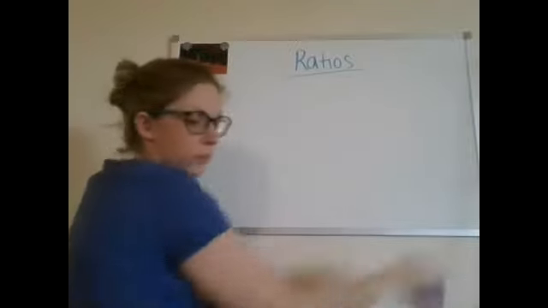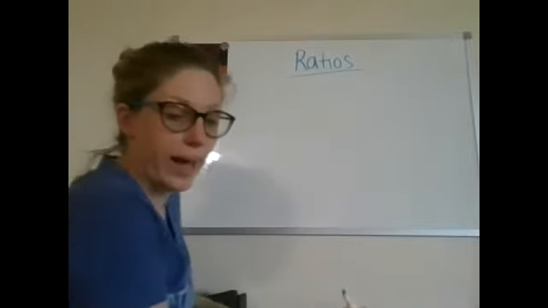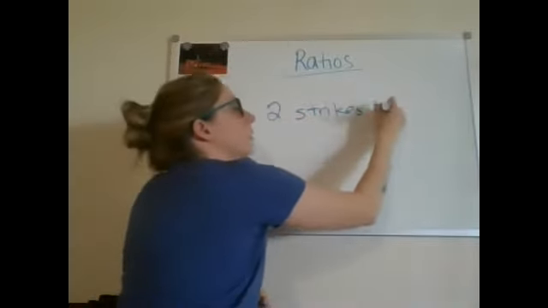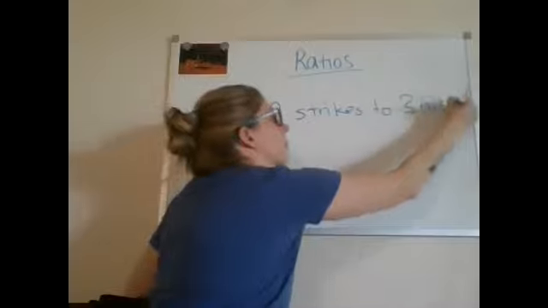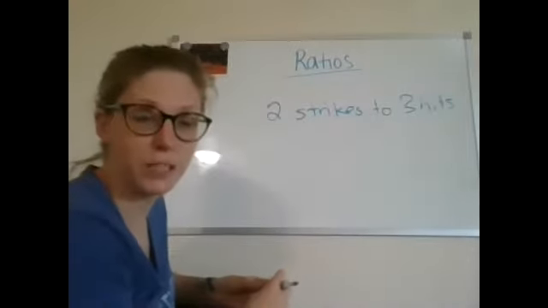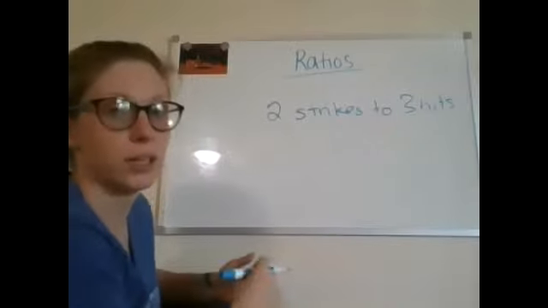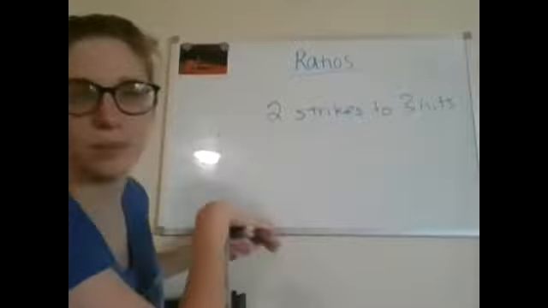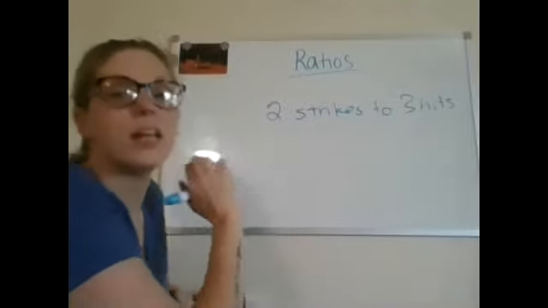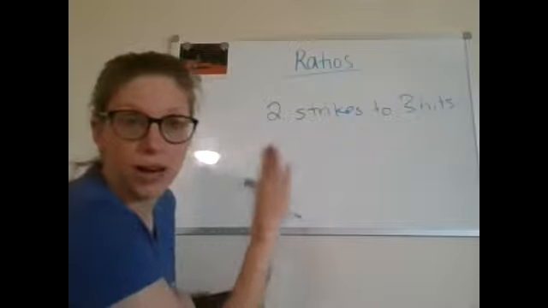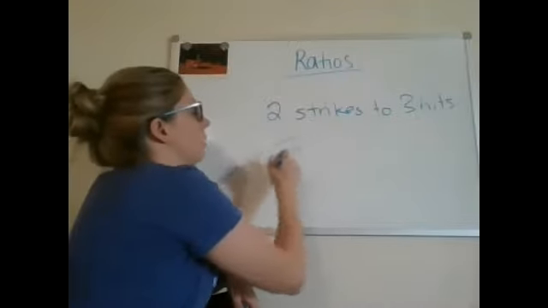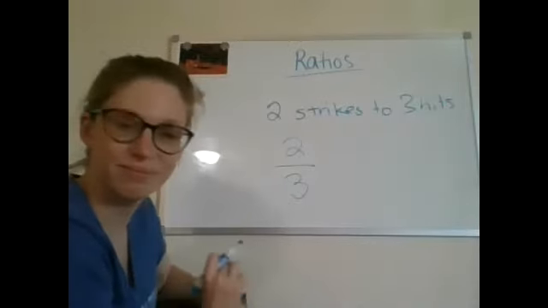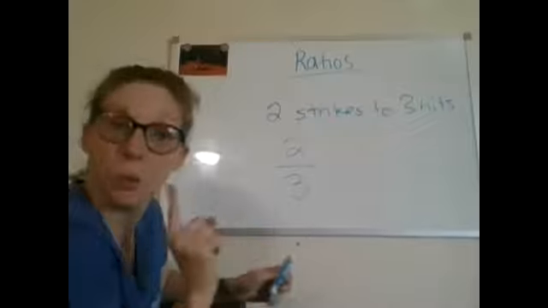Okay, almost done. The next one I have is 2 strikes to 3 hits. So this would be like if you're watching a baseball game and the player you're watching, he gets 2 strikes, but then he also somehow gets 3 hits, okay? I just made this up out of random. So if we wanted to make a ratio that compared strikes to hits, we would put it as 2 over 3. And you're done. All right, got one more.